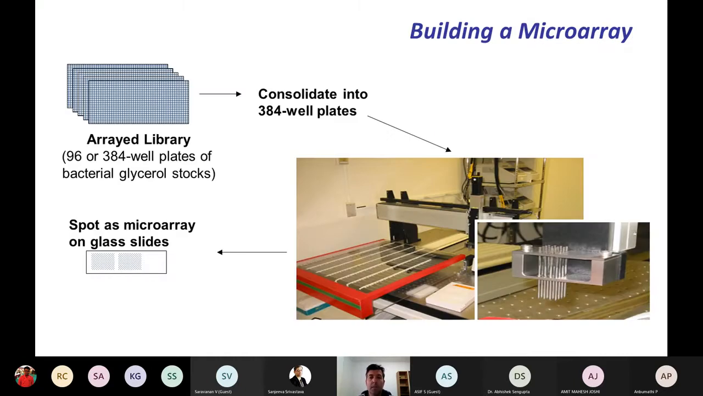First, to build a microarray, we have to start from an array library that can be glycerol stocks, DNA, cDNA, proteins, or antibodies, in 96 or 384 well plates. The next step is to consolidate them into 384 well plates, and then to put them in the printer to get the clones printed in the microarrays as micron spots.